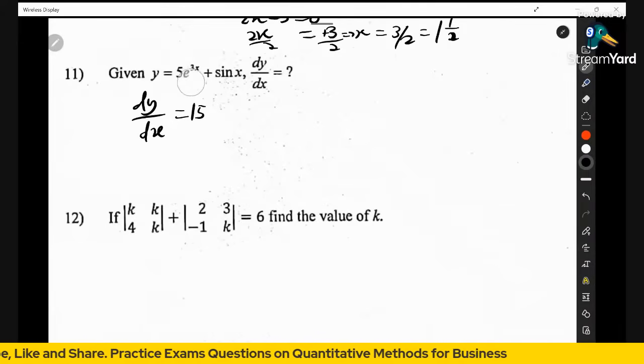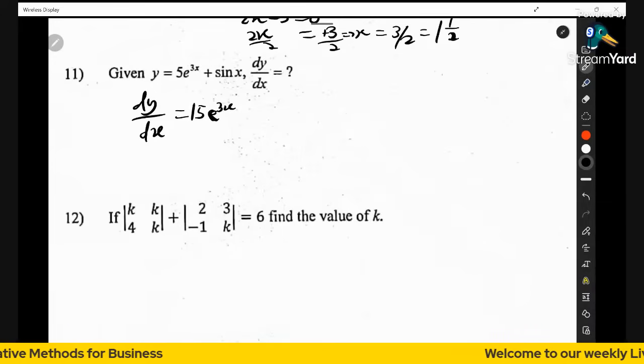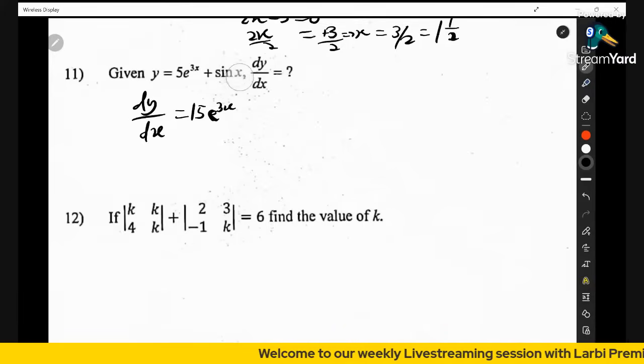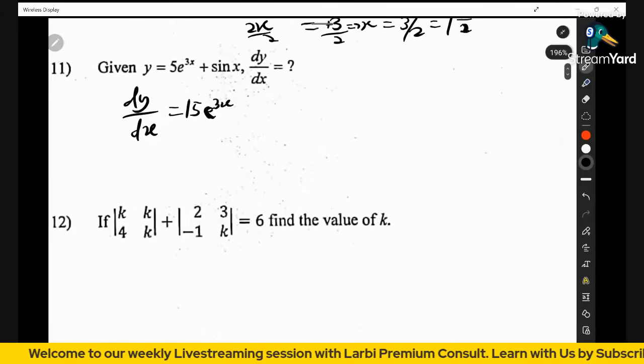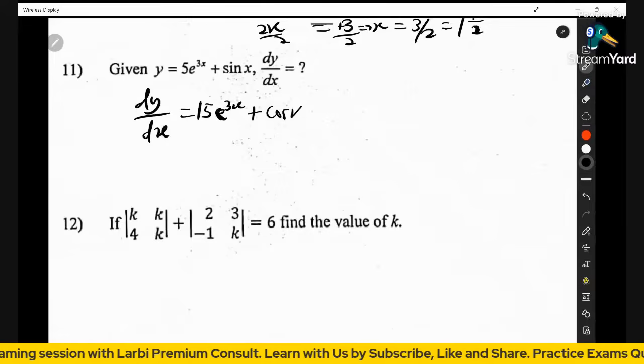After that, you repeat the whole of the exponential function. So that becomes the exponential function 3x. Okay, and then you come to the sine x. We said the differential of sine is going to result in positive cos x. So we say that plus cos x, and we are done. Simple. So this is how we differentiate this kind of function.